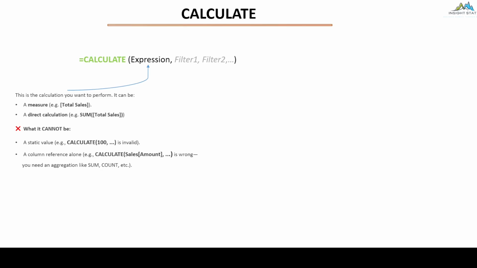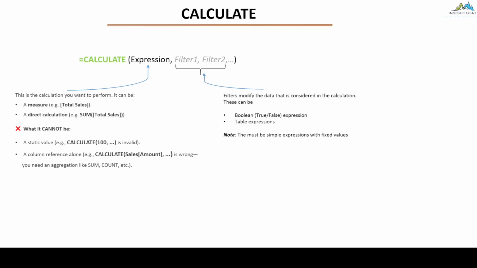Filters are optional. There can be one filter, two filters, or multiple filters. Filters are optional, but they are the most powerful arguments in this function. Filters are what give calculate the power to override filter context. Yes, you heard me right. Calculate has the power to override the current filter context, and it does so using the filters.